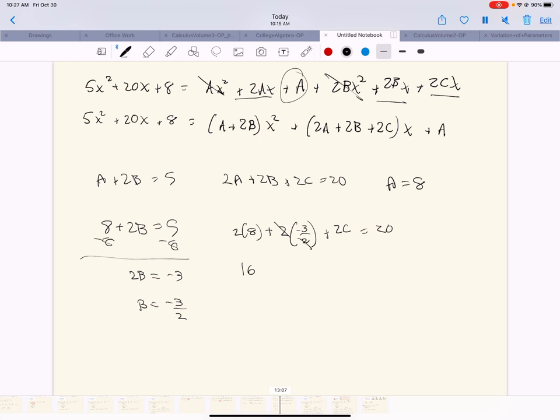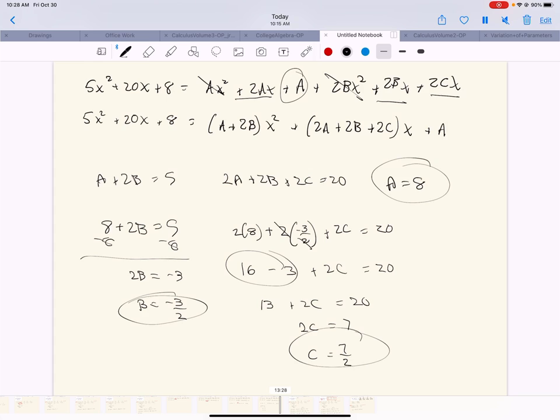Now that I know a and b, I can put them in. 2 times 8 is 16. The 2's cancel, we get -3. 2c is 20. 16 minus 3 is 13. 20 minus 13 is 7. Divide by 2, and you get c equals 7/2.